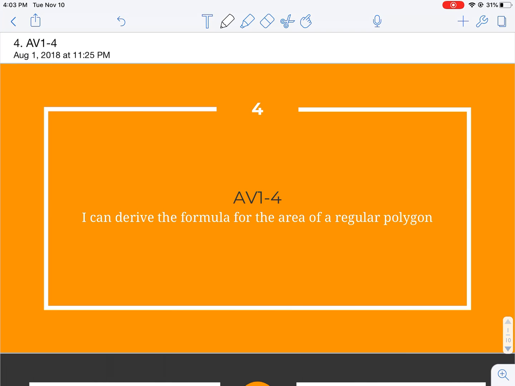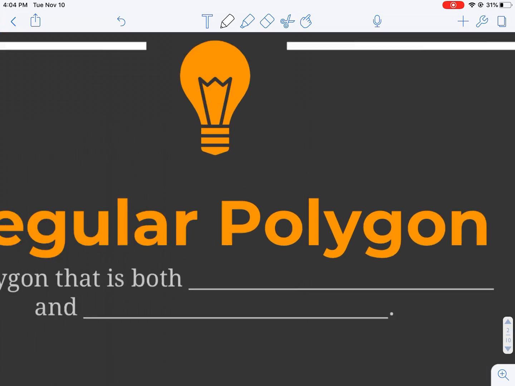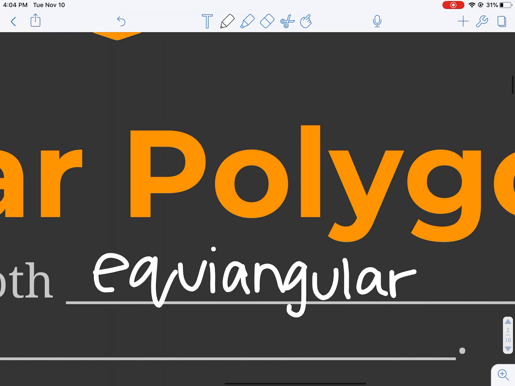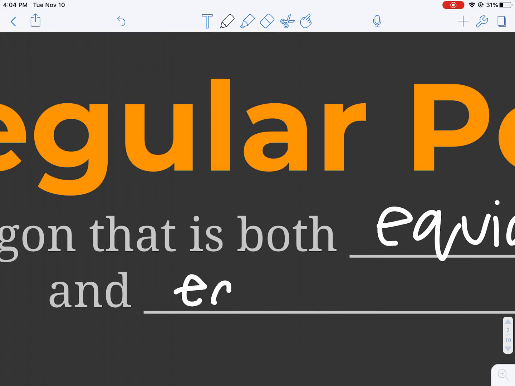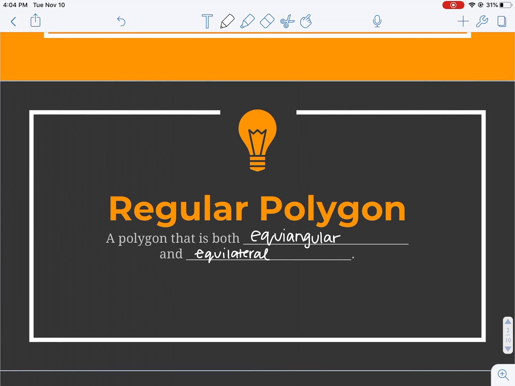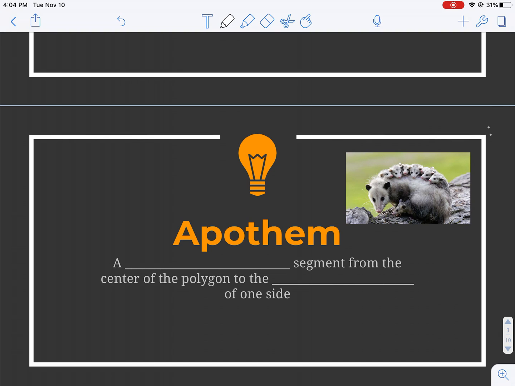In AV1-4, we will solve for areas of regular polygons. So recall that a regular polygon is one that is both equiangular and equilateral. A new vocab word for you is apothem.